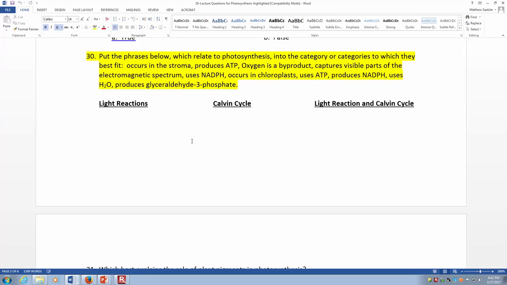Right, light reactions. Which one uses water? Right, light reactions. Remember, it's the electron donor. And which one produces glyceraldehyde 3-phosphate? Right, that's the Calvin cycle.